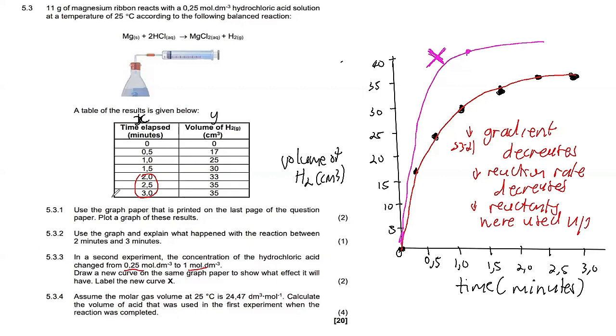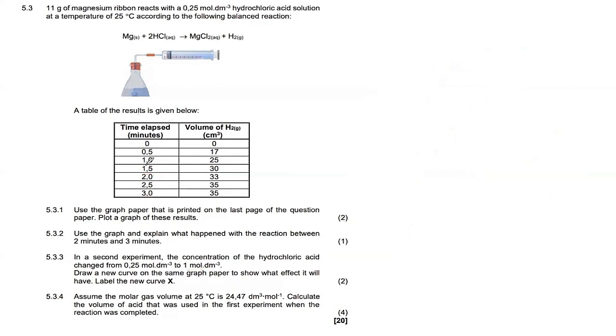Okay, so let's proceed to the final question. We have 5.3.4. It says, assume the molar gas volume at 25 degrees Celsius, room temperature, standard temperature, is 24.47 dm cube per mole. Calculate the volume of acid that was used in the first experiment when the reaction was completed, right? So they want what? The volume of acid. What acid are they talking about? Obviously, they're talking about this one, the hydrochloric acid.